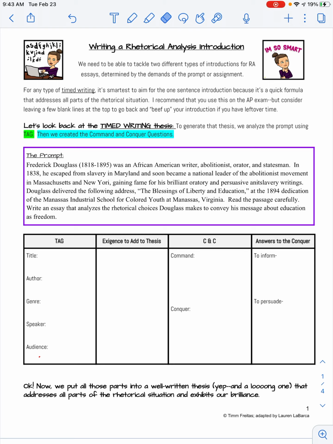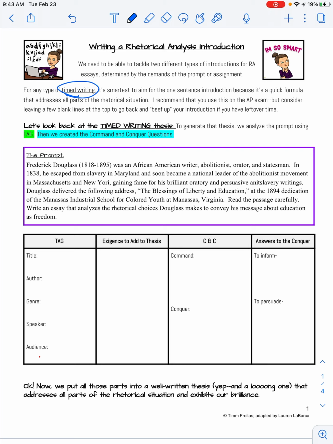We need to be able to tackle both types of introductions for rhetorical analysis, and we need to be able to determine which we should use based on the prompt that we're given. In any type of timed writing, I would like you to focus on this one-sentence introduction. Ultimately, it is up to you, and I'm not going to be there to whisper over your shoulder, but the thing that's beneficial about the one-sentence thesis introduction is that it accomplishes and addresses all parts of the rhetorical situation at once. So it's a formula that you can have in your head that allows you to address all of the things that you need to show your understanding of the text.